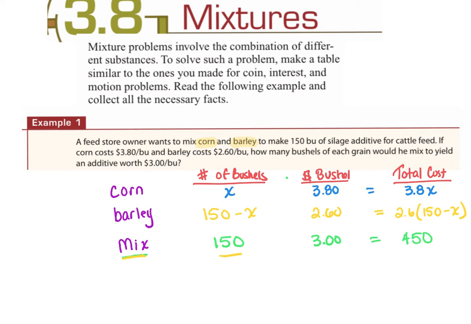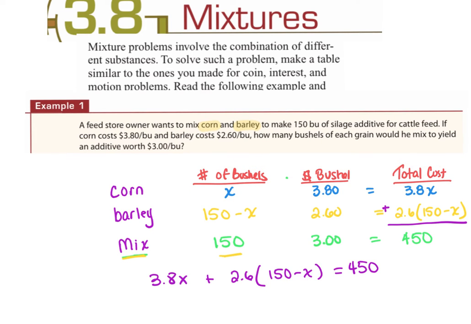All right. Now let's talk about how we solve this. I should be able to add the cost of my corn to the cost of my barley and get the total cost. All right, so we are going to set them equal. We're going to add them up and set them equal to 450. So we're going to say 3.8x plus 2.6(150 minus x) equals 450. All right, and so now we're going to distribute and solve, right? Distribute and solve.